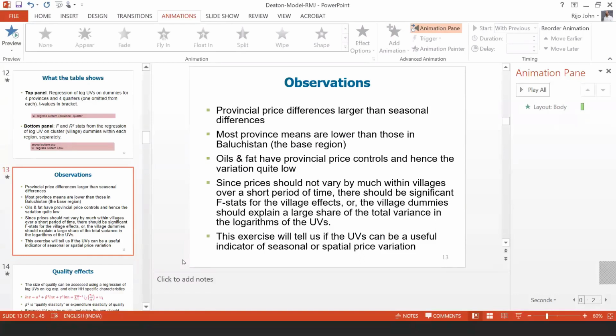So this exercise basically tells us whether unit values can be a useful indicator of seasonal or spatial variation. Before being able to apply Deaton's model, it is important for us to carry out this kind of exercise to see what percentage of the variation in unit values can be explained by variations across different villages or different clusters of interest. And that variation needs to be at least 50% or more to be able to apply this model more confidently.